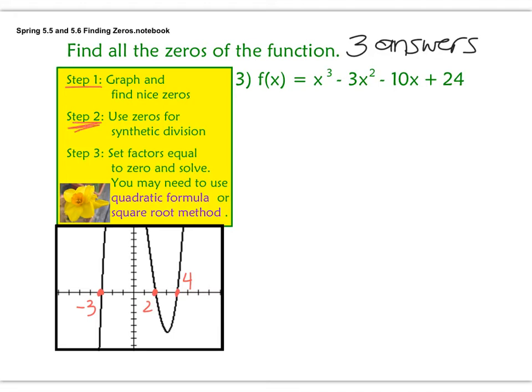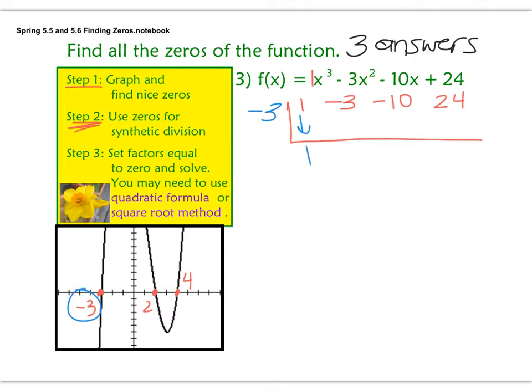Step 2, use the zeros for synthetic division. So we would set this up with synthetic division. So remember we use our coefficients, so we would have 1, negative 3, negative 10, and 24. You could start with any of these. I'm going to go ahead and just start with the first one here, which is negative 3. And I don't have to change the sign because that's what x equals, right? That's not a factor. The factor would be x plus 3, but we always divide by what x equals.